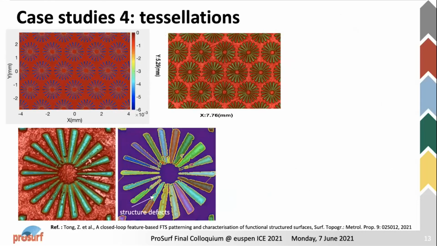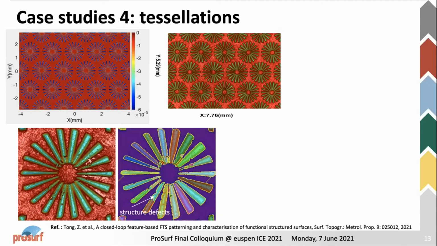And tessellation is another typical functional structured surface. As Lars has mentioned, the FTS machining can also generate this kind of structure on a surface. With the developed feature-based surface structure design and tool path generation module, this kind of pattern can also be generated with various attribute distributions.